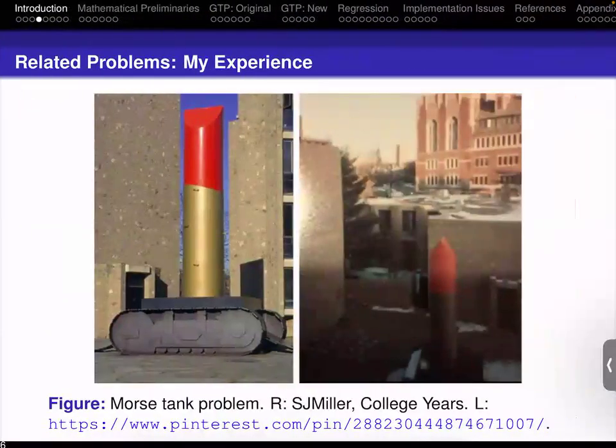Just a little bit on my experience and my ability to talk about problems like this. I was an undergraduate at Morse College, and we had a very famous statue of a tank on top of a lipstick in our courtyard. And so I have spent years looking at tanks.